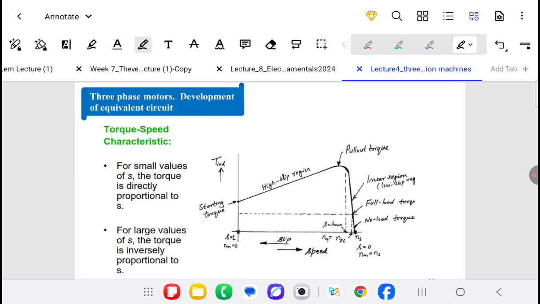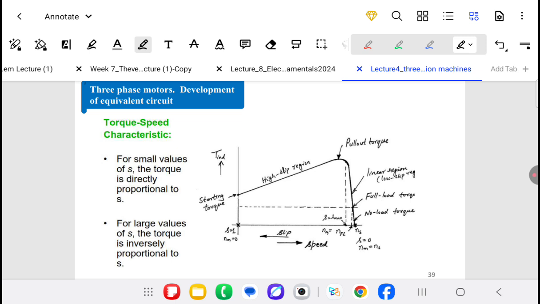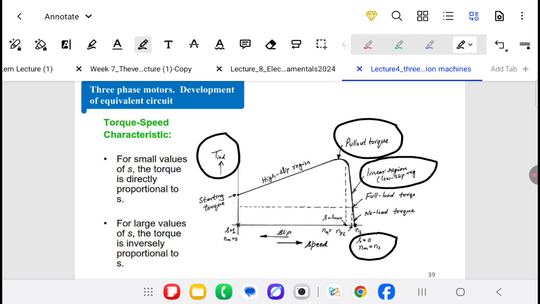Now we will see the torque speed characteristics of the three-phase induction motor. We have torque as a function of S. We have the pull-out torque, which is the maximum torque that can be given by the induction motor. For the linear region or the low slip region, the S from 0 to S at maximum torque, the relation between the torque and the slip is a linear relation. As we increase the slip, the torque increases. This is a direct relation between the torque and the slip.